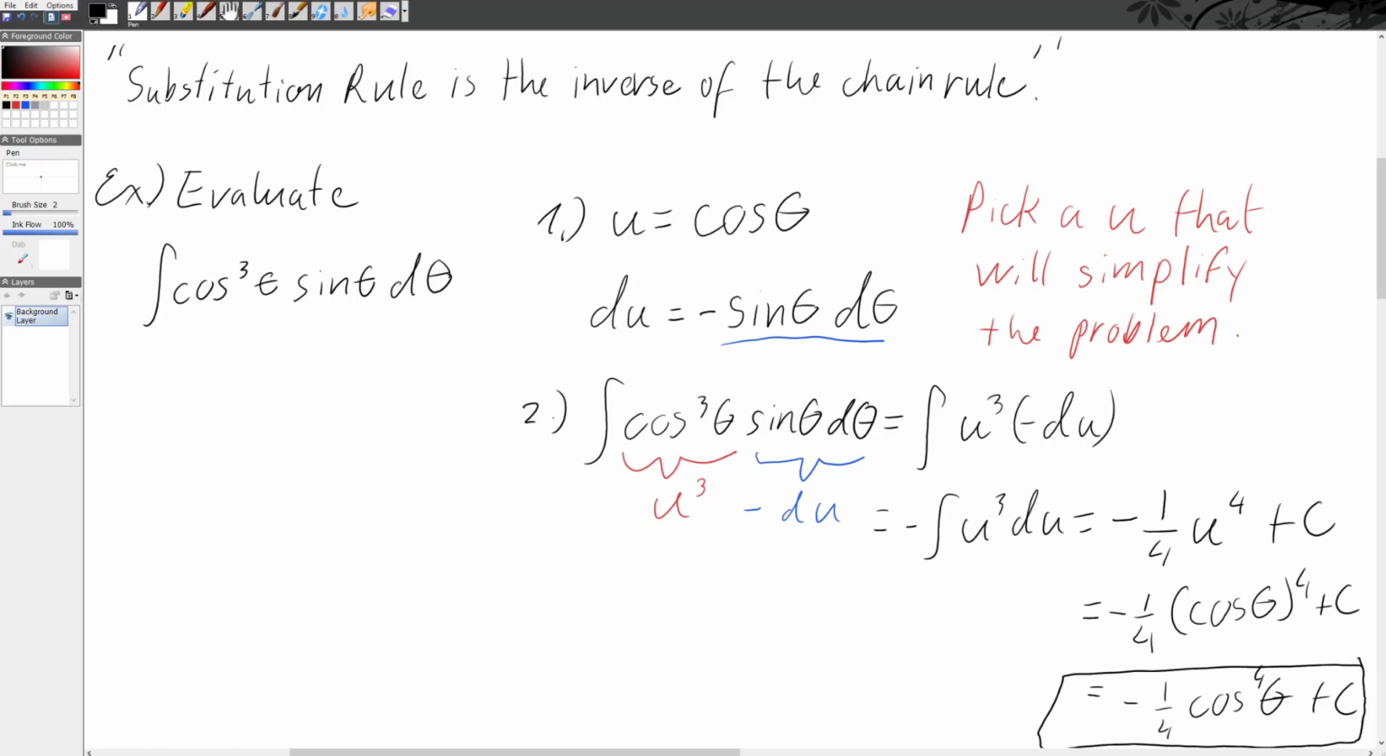So those are the two steps that you want to focus on. Step 1, find some part of the function and let that be equal to u. Step 2, take the derivative of both sides. Sorry, that's also step one. And then step two, substitute everything back in.